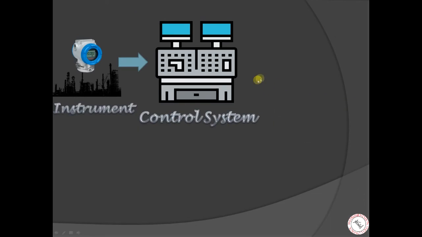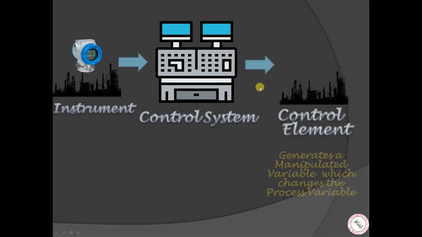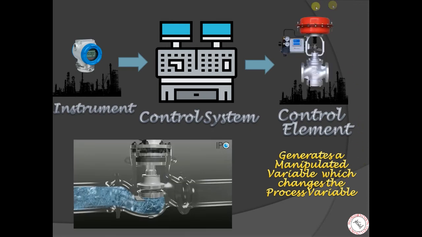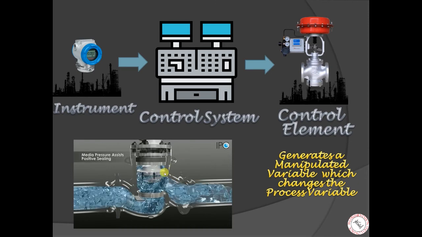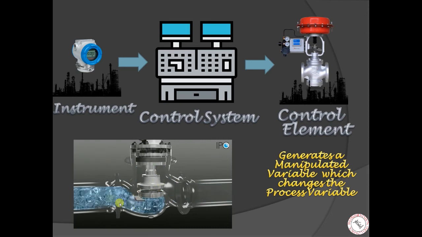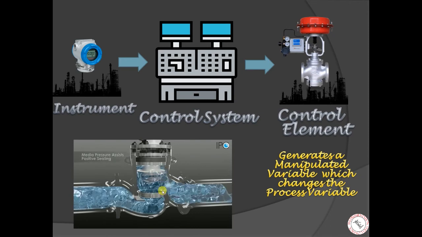Once the control system takes a decision, it sends a signal to the control element, which is also located at field. The control element generates a manipulated variable, which in turn changes the process variable. The most common industrial control element is a control valve. The control valve varies its opening in accordance to the output signal received from the controller. This percentage opening of the valve is the manipulated variable, and opening or closing of the valve in turn changes the process variable to achieve the set point.